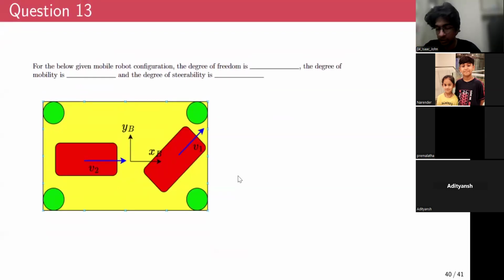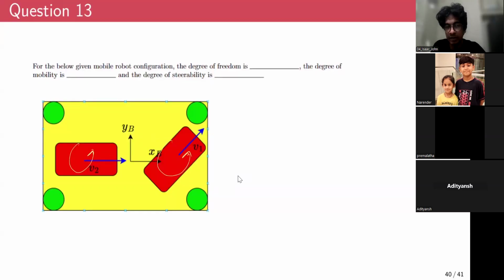the degree of mobility is dash, the degree of steerability is dash. So I'll describe what this is. This is a mobile robot, and these two wheels are powered as well as steerable. Right? So the wheel at the back, it can rotate about a vertical axis. The front wheel can also rotate about the vertical axis. At the same time, it can also be powered.